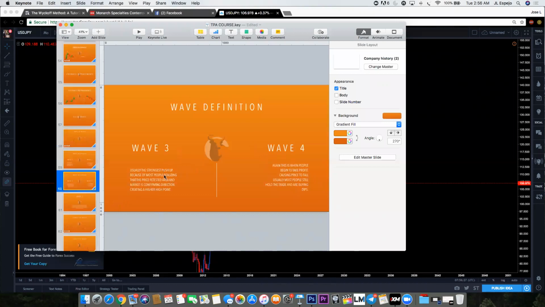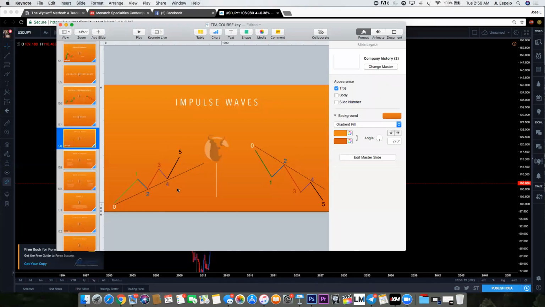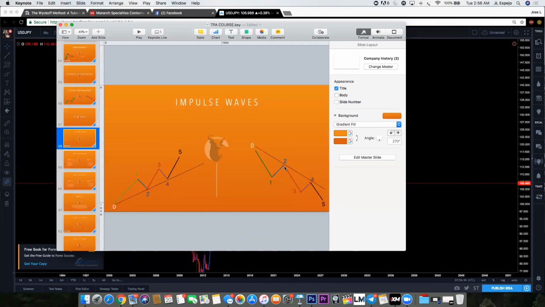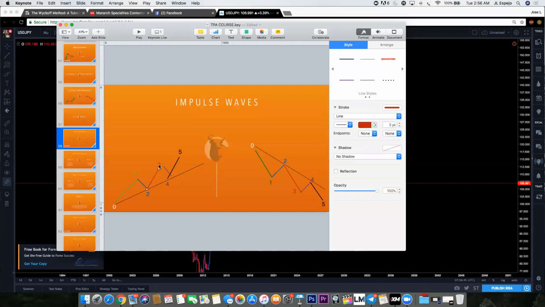Now, number 3, obviously in my diagram is not well represented, but number 3 is usually the strongest push up or down. Usually we know that the third wave is the strongest one. So let me actually fix this while I'm speaking, but we're looking for this strong wave up to confirm that more people are buying the price, right? More people are buying this price, causing price to go up. You guys are with me?